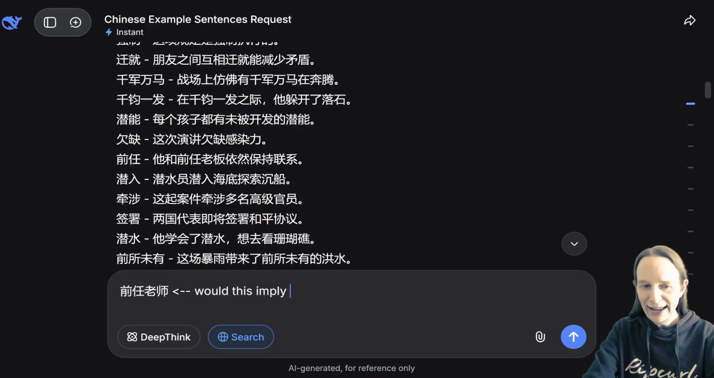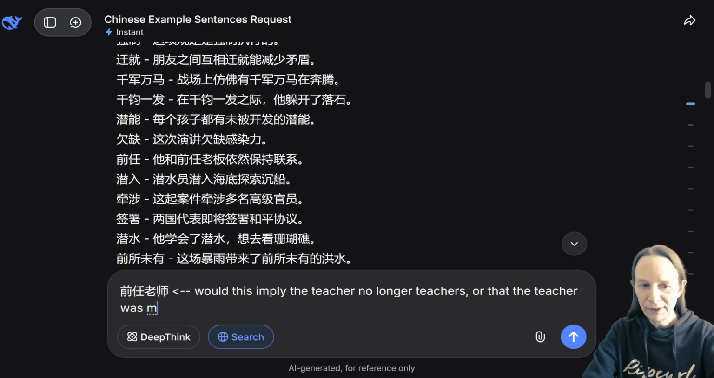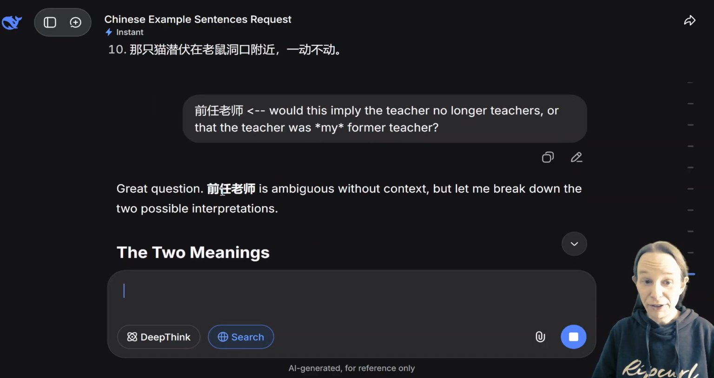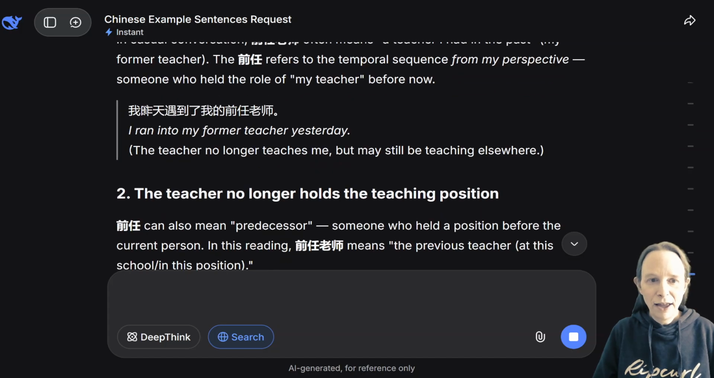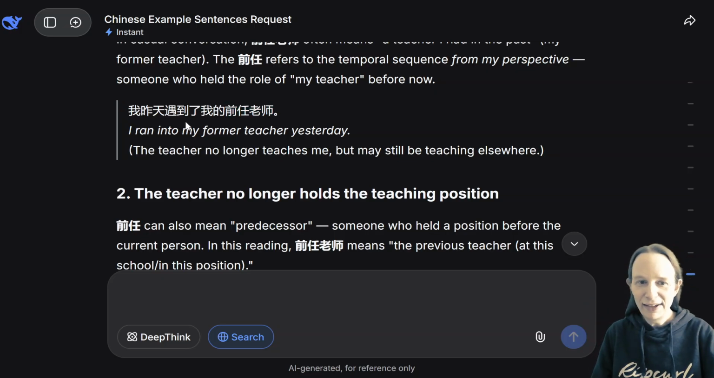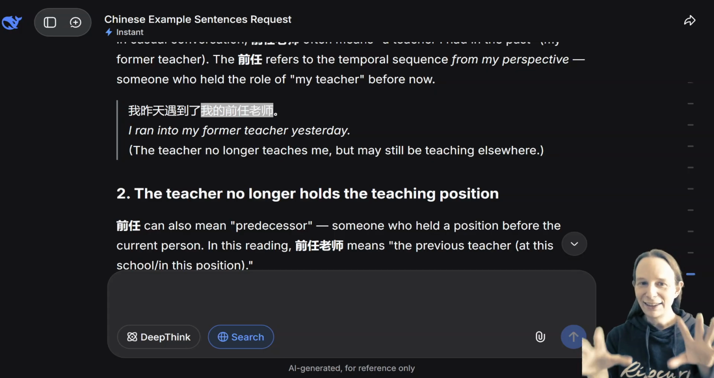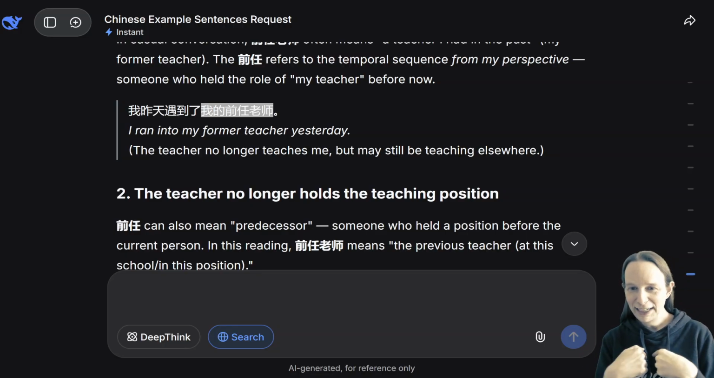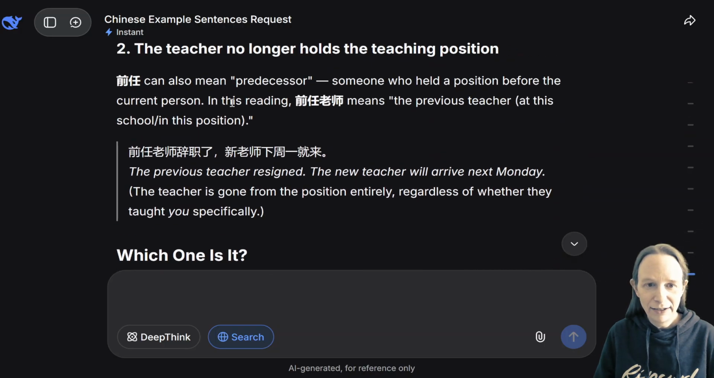Would this imply the teacher no longer teaches, or that the teacher was my former teacher? I do not know. Oh, both. Okay. 我昨天遇到了我的前任老师. So my former teacher. If I say 我的前任老师, my former teacher, so the former is with respect to me. So my teacher may still be teaching, just not teaching me. And okay, also predecessor. 前任老师辞职了.